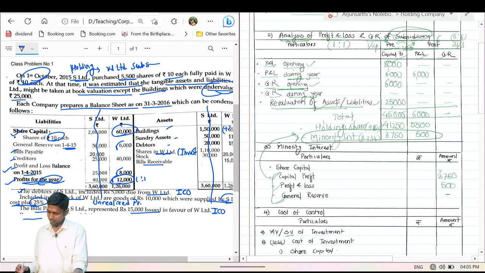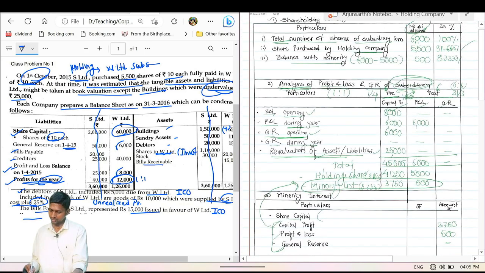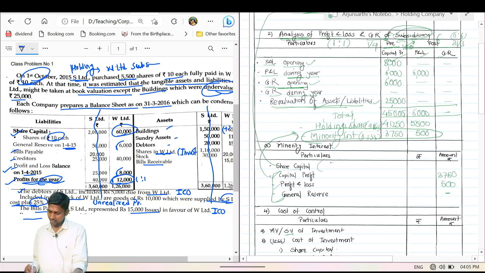3-7, 3-7-5-0, 500 and dash. Correct. And then, my dear students, here one more figure of a share capital you require. The first figure from first note you will get here. The first figure, minority. We required minority, therefore, minority in minority.